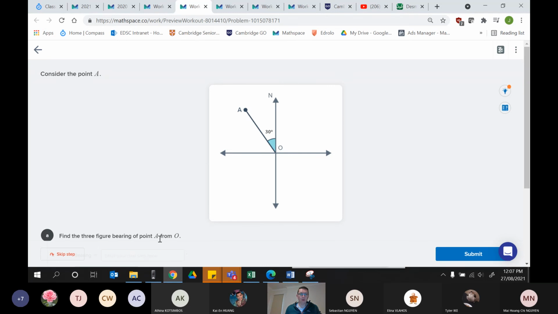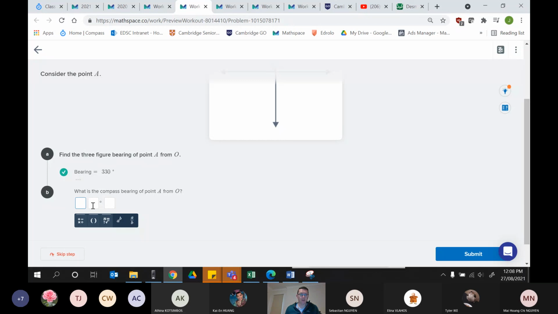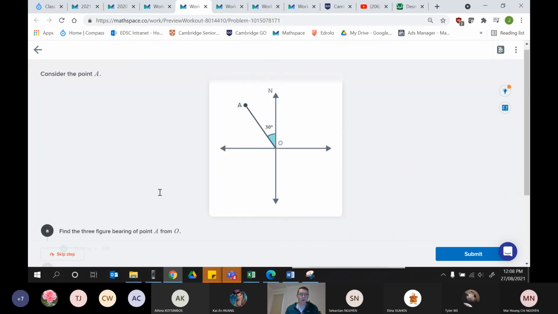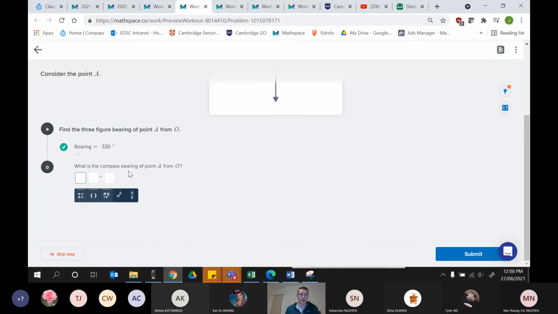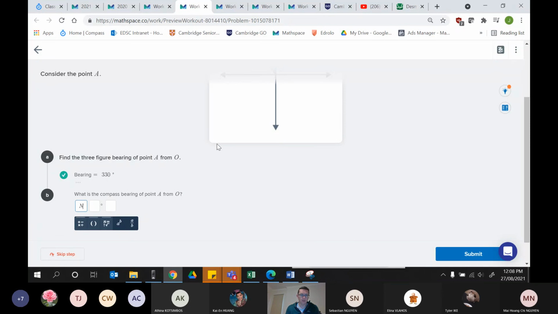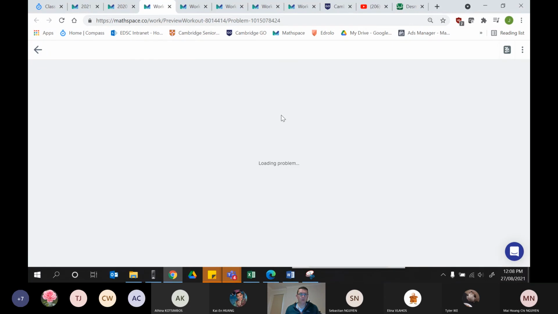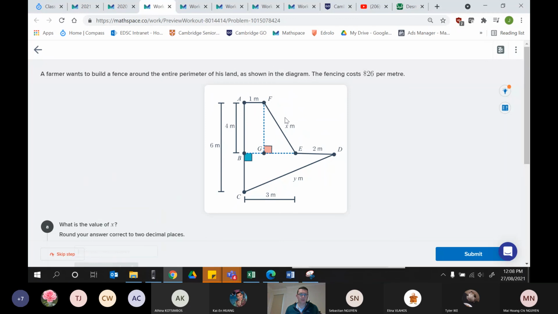Consider point A. Find 3-figure point bearing of point A from O. So from O, that would be 360 minus 30, 330. Do I need to put bearings in there? Doesn't come up with it. The degree symbol's out here. Good. I was getting a bit worried. What is the compass bearing of, hey, look, it's got those three things, of A from O? Of A, okay, of A from O. So A is north, 30 degrees to the west. So we always measure those from north and from south. And is that it? No, one more. Then we're done. Oh, this is pretty much similar.